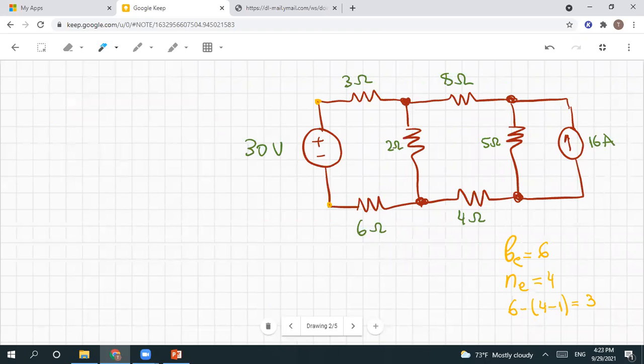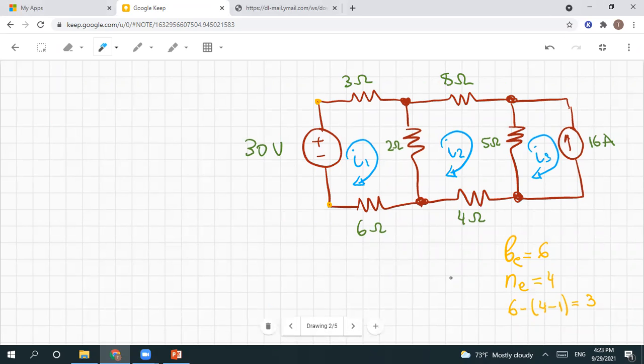So let me assign the meshes. In the chat box, Travis says that I3 is equal to negative 16 ampere, and this is correct. So let's see how that works. I will assign the first mesh and call it I1, the second mesh I2, and the third mesh I3.